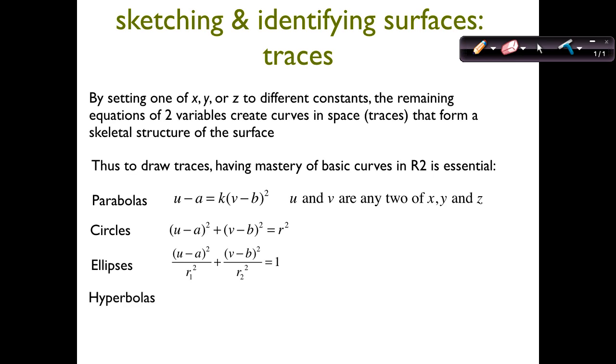Hyperbolas, we won't work too much with these. We're going to avoid these a little bit, but you may see a few in the homework. It's the same formula as an ellipse, but with a minus sign. Those will only show up occasionally. And then lines, of course, is just a linear relationship between any two of those x, y, and z.